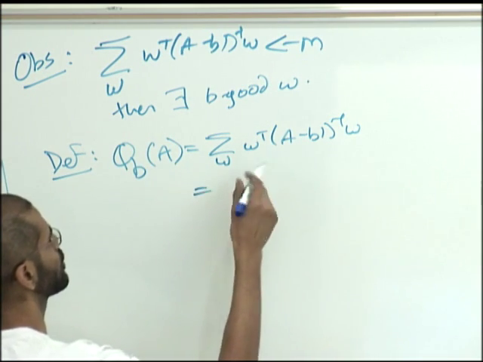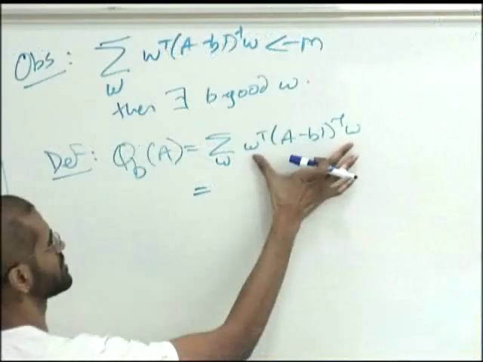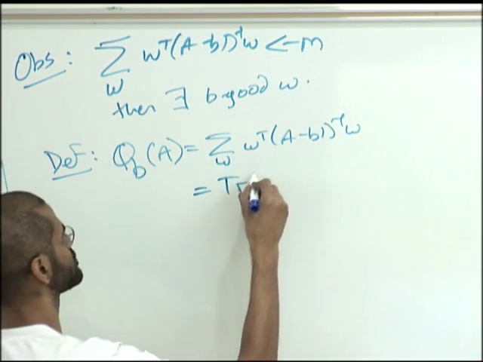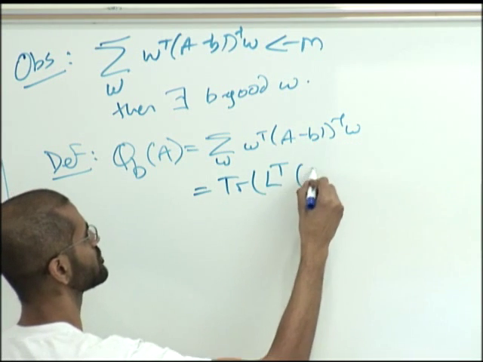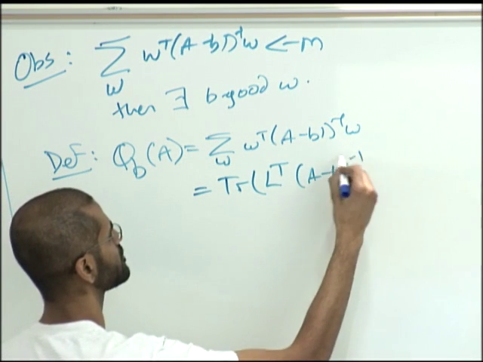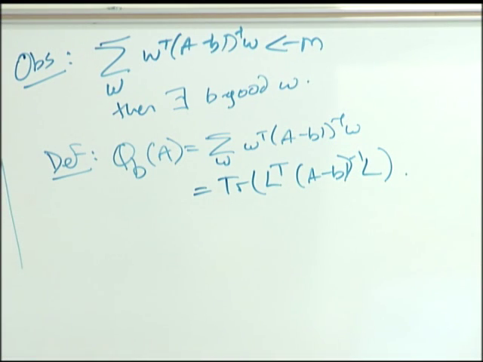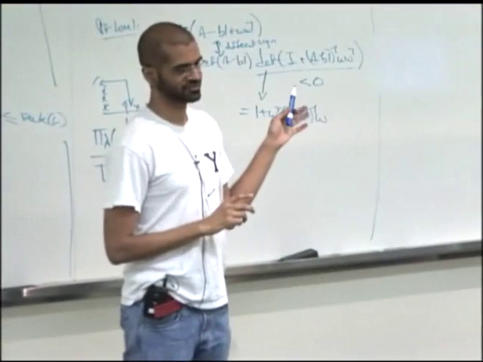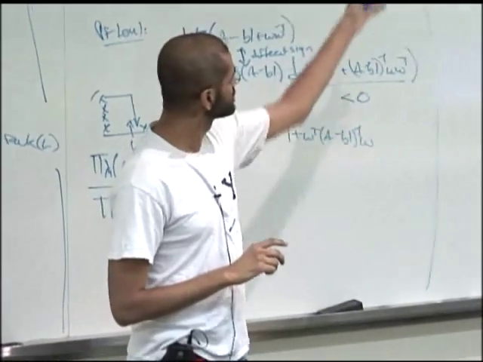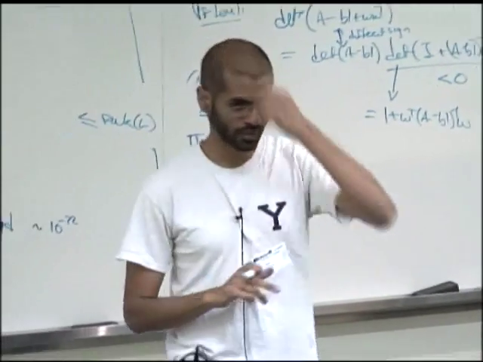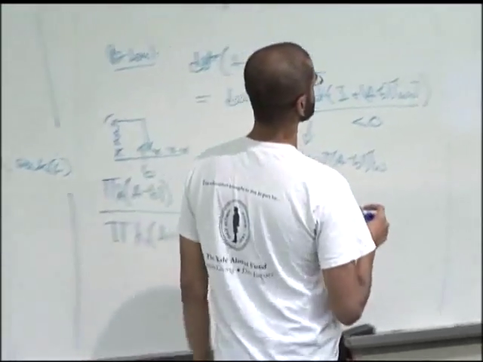I can write this sum of quadratic forms as the trace of L transpose (A minus bI) inverse L. So this is my potential function, and if this thing is sufficiently negative, then this observation tells me that there must exist a good vector. So let's take a moment to study what this function looks like.